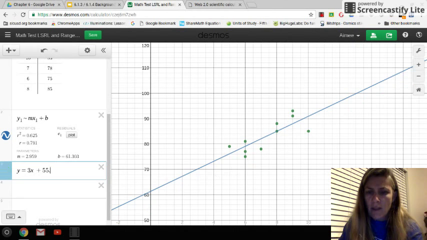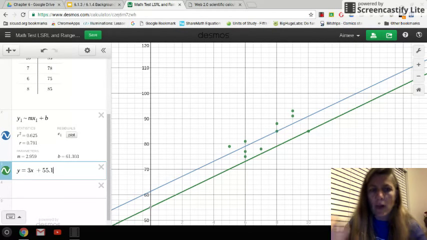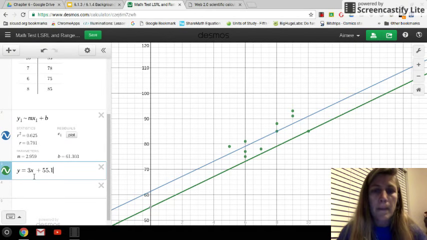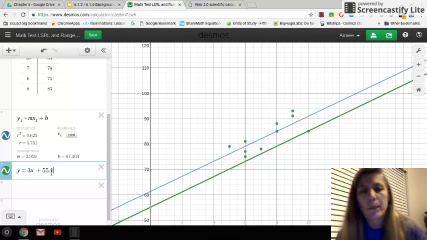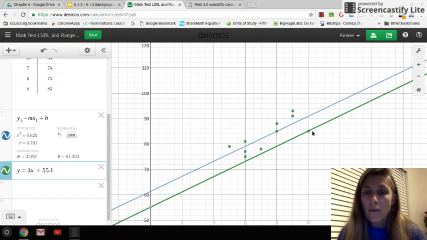55, I think we need a little further up. There we go, 55.1. This right here is called your lower bound. That means that all of the points go through at least that lower bound, and we're looking at the lowest a possible prediction would be.